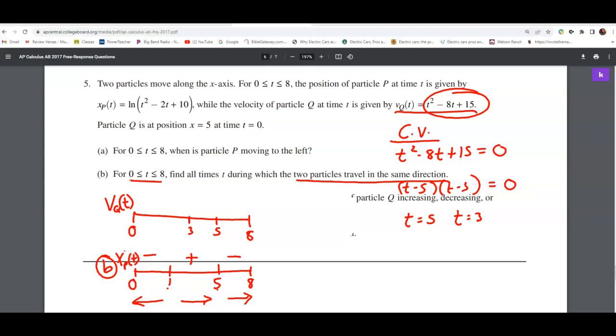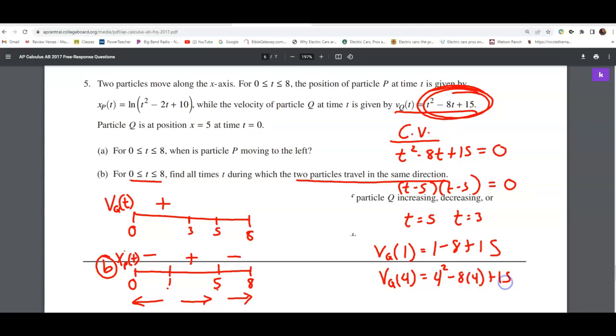And once again, what we're going to want to do is pick some numbers to plug in and figure out, is it positive or negative on these intervals? So for my first interval here, between 0 and 3, I want to pick a number. So let's say I pick 1, and I'm going to plug that into my velocity. If I plug in 1, I get a positive outcome. Now we're into the next interval from 3 to 5, so obviously I'll be plugging in 4. So let's plug in 4 and see what we get. That comes out to be a negative 1, so that's a negative interval there.